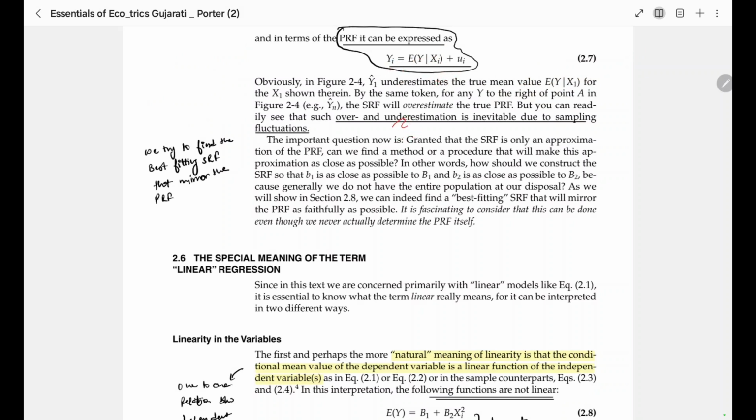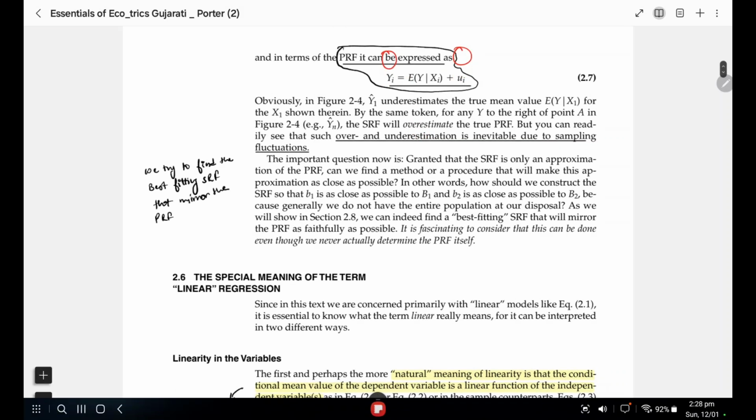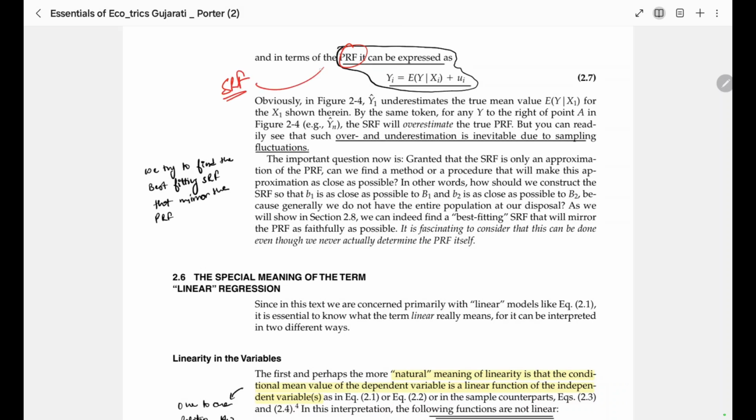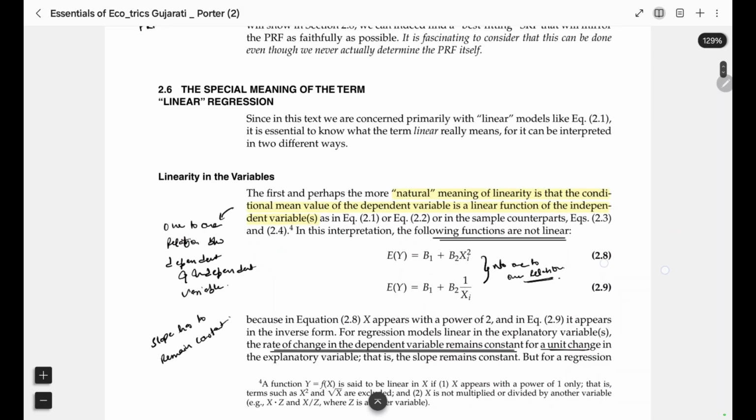So there could be an overestimation and underestimation of this value because of this also, and also sampling fluctuations. So that could be there, and we try to find the best fitting sample regression function that can mirror this PRF function. We try to get a sampling regression function that can best look similar to or mirror the results of this PRF. Okay, because we mostly do not have the population data, that is why.